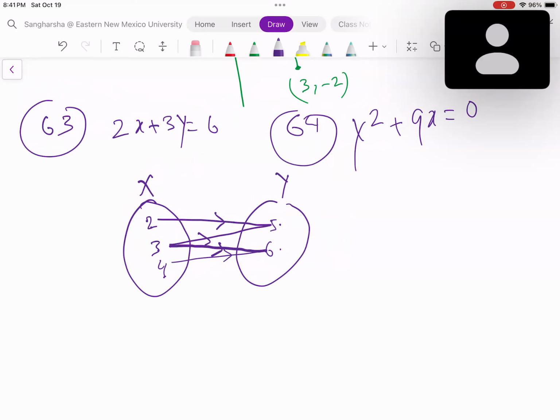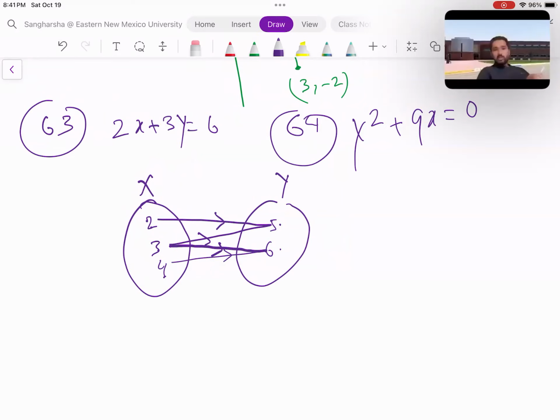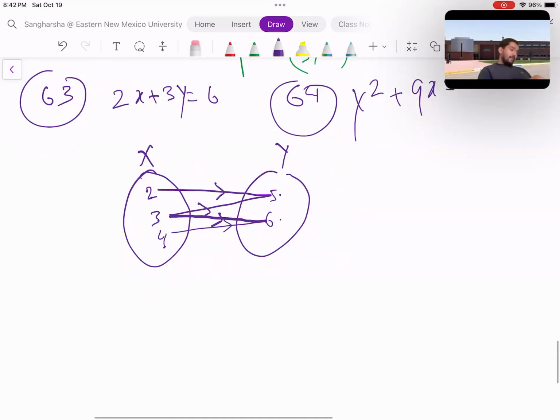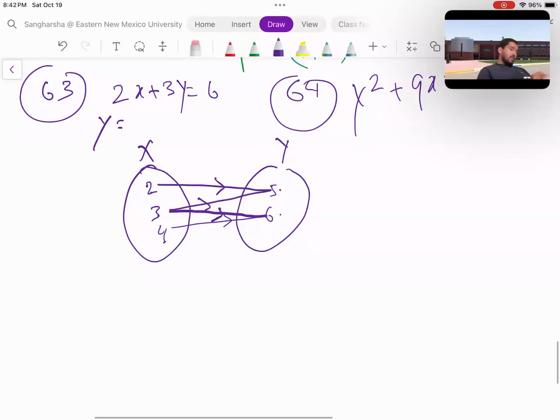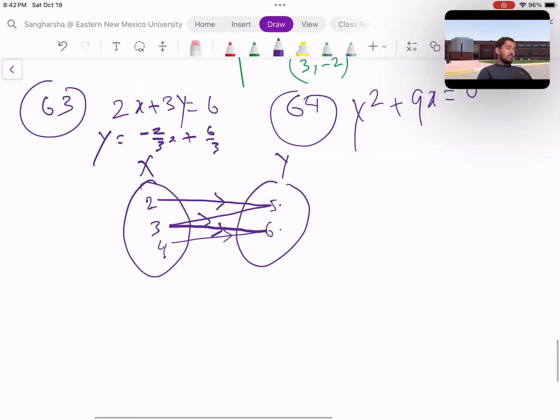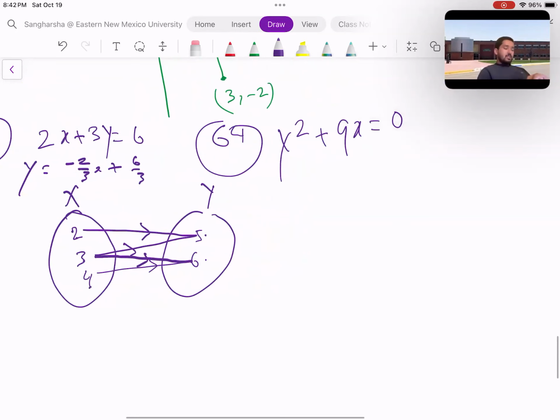Okay, this is a linear equation, and a linear equation is a function. So you can just rewrite it in terms of y. When you solve this, you're going to get something like y equals -2/3x plus 6/3. You choose your x value and find the y. If for any one x value you can find two y values, then it is not a function. Since this is linear, and linear is always a function.